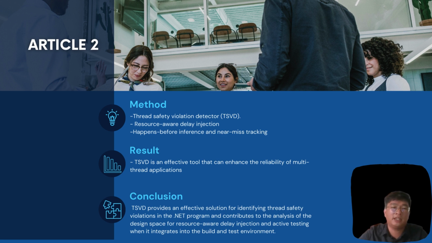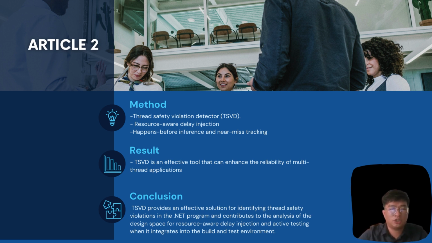The method that this article uses is the thread safety violation detector I presented before, which utilizes an active testing approach with resource-aware delay injection to detect possible thread safety violations. It injects delays probabilistically and uses approaches like happens-before inference and near-miss tracking.